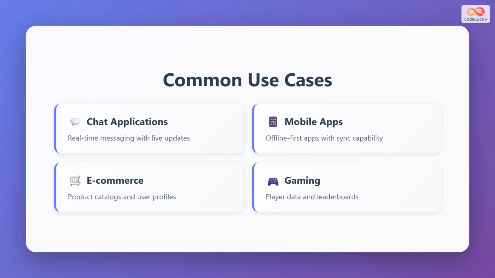Firestore excels in various scenarios. Chat applications benefit from real-time messaging with live updates for instant communication. Mobile apps leverage offline-first capabilities with automatic sync functionality. E-commerce platforms use Firestore for product catalogs and user profiles due to its flexible schema. Gaming applications store player data and maintain leaderboards with real-time updates. These are just a few examples of how Firestore's features make it ideal for modern, scalable applications.